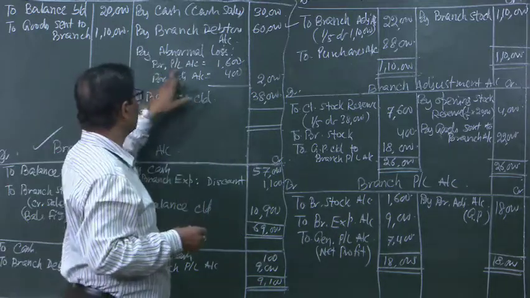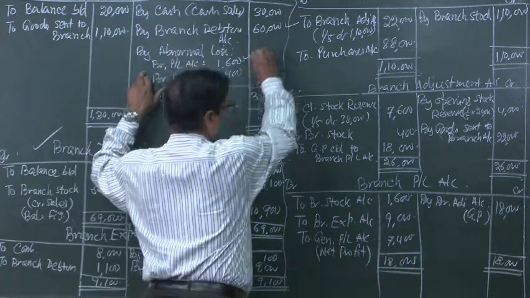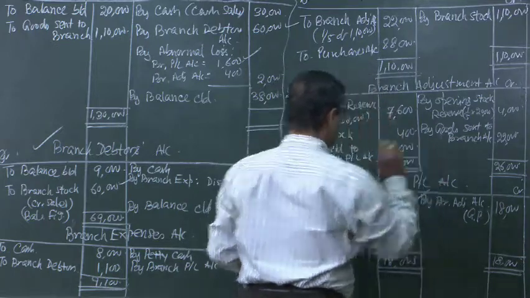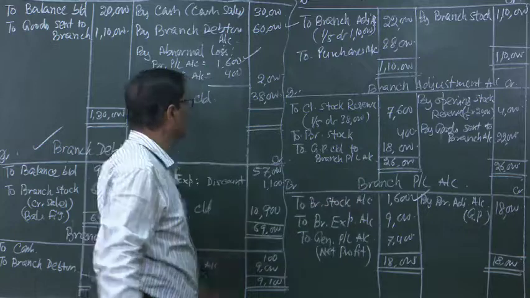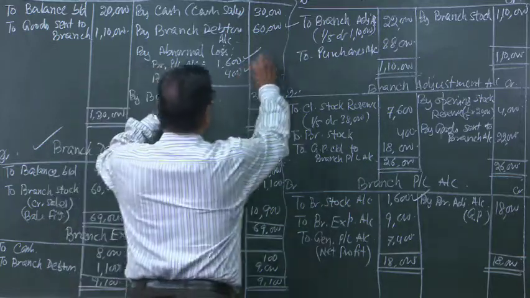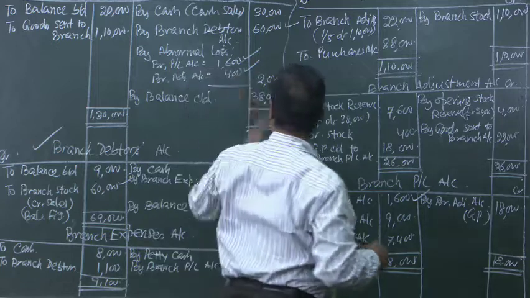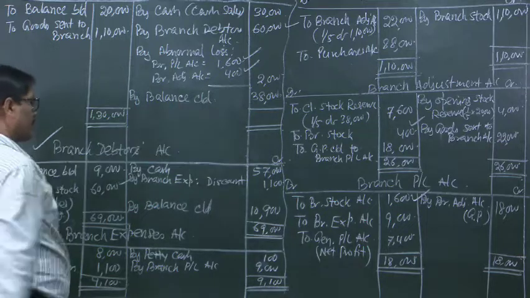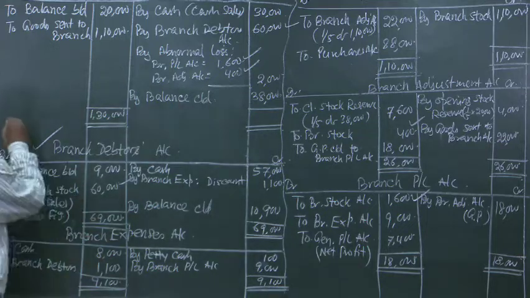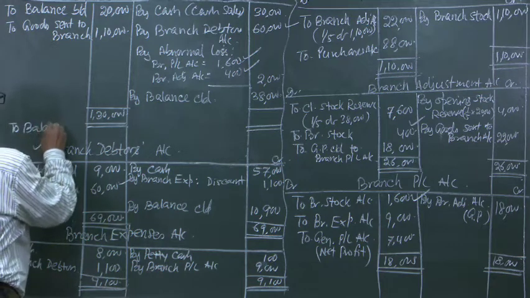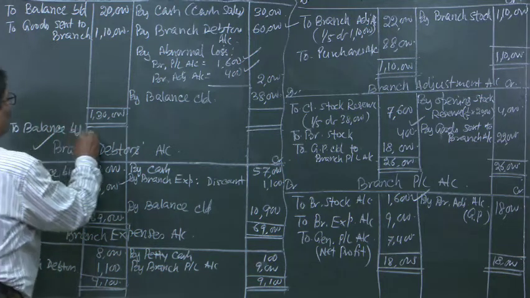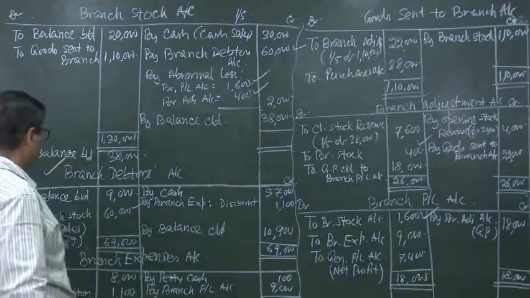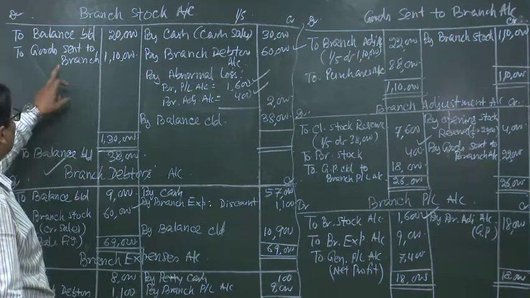The cost portion will be transferred to profit and loss account, this 1,600, which is going to the branch profit and loss account, 1,600. It is credited in one and debited in the other. Similarly, in the branch adjustment account, the loading on the abnormal loss, 400, is here. Then you can close, and whatever balance is there, leave it to the next year. It will be to balance brought down. In the next year beginning, it will be the opening stock, to balance brought down 38,000. So, in this way these two accounts are closed, branch debtors account and branch stock account.